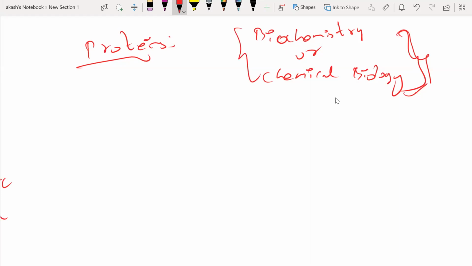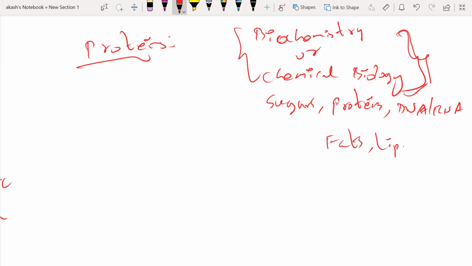Basically, you will study sugars, proteins, DNA, RNA, and you can even study fats and lipids. All these are nothing but chemical compounds. So chemical biology or biochemistry is the study of all of this, how each reaction happens and so on.